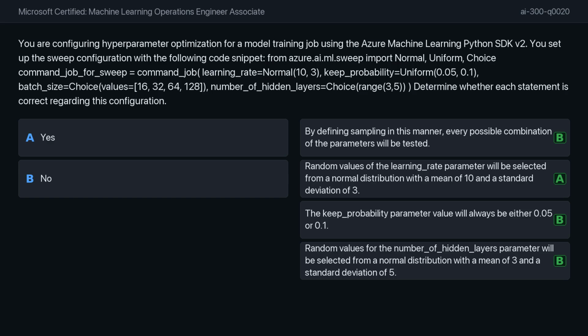Row 0 is false because using normal, uniform, and choice distributions triggers random sampling by default in Azure Machine Learning, not grid sampling, which tests every combination.